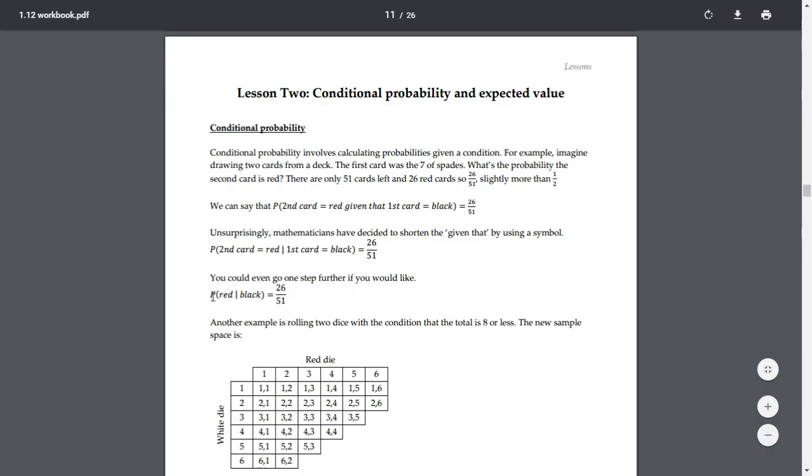You can shorten it as much as you like, as long as it's still clear, as long as it still makes sense. Sometimes you'll go too far and it won't be clear or specific what you mean, but in this case I think it's reasonably clear that we're talking about a red card given that a black card. If this was just the first line on the page, I would probably put a sentence above saying we are drawing cards from a deck, just to give a bit of context, because otherwise that wouldn't make much sense.